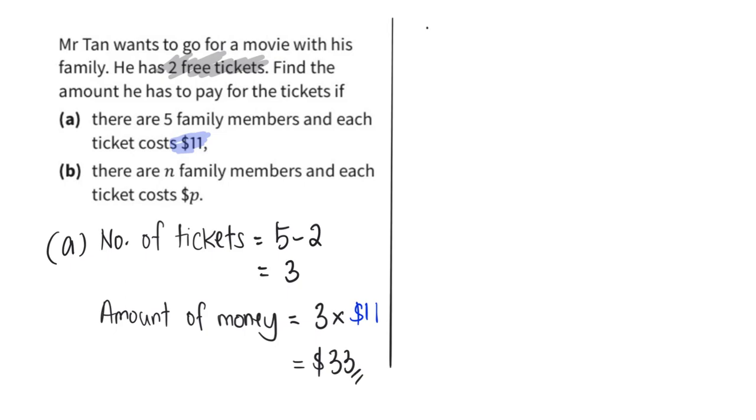And for part B, though, something changed. Now there are n number of family members, so repeating the number of tickets that he has to pay now. Instead of 5 minus 2, previously is 5, right? Now instead of 5, we know that it is n number, so you will see Mr. Tan writing n minus 2.